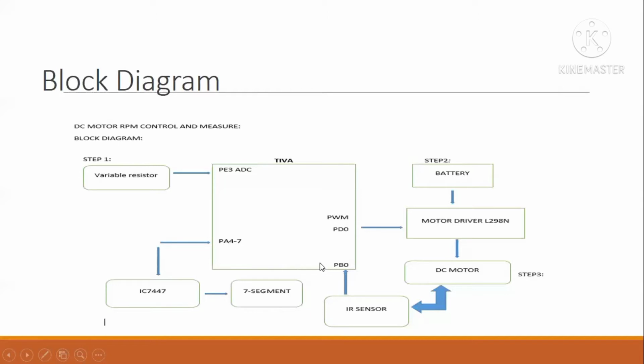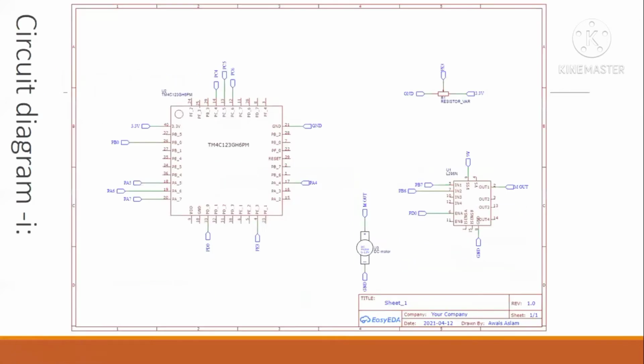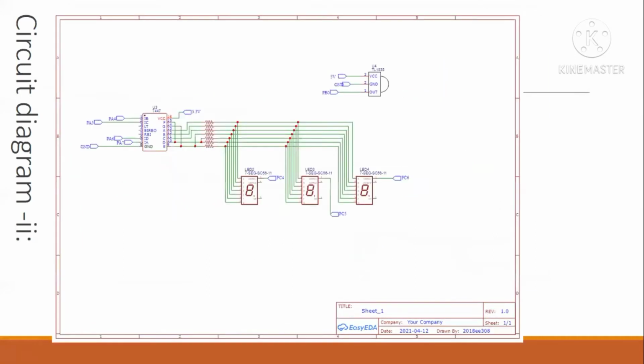Then PB0 takes the pulses and counts the positive edges and gives them to the IC7447 chip, which converts them into binary coded decimal values and gives them to the 7 segment display, which will show the RPM of the DC motor. This is the circuit diagram. Each and every pin is shown here, and this is the second part of our circuit diagram.